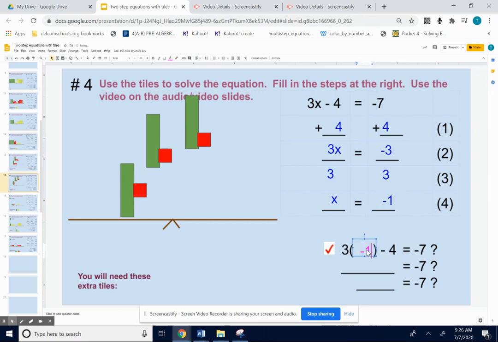Okay, put negative 1 in for x. We get 3 times negative 1 minus 4 equals negative 7. Okay, 3 times negative 1 is negative 3. So we have negative 3 minus 4. And then when we simplify that, I would think of that as a negative 3 combined with a negative 4, or negative 3 added to a negative 4. So that would be a negative 7. So I get negative 7 on the left, negative 7 on the right. So that tells me that my answer of negative 1 is correct.